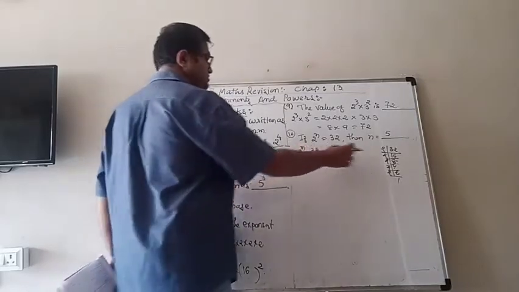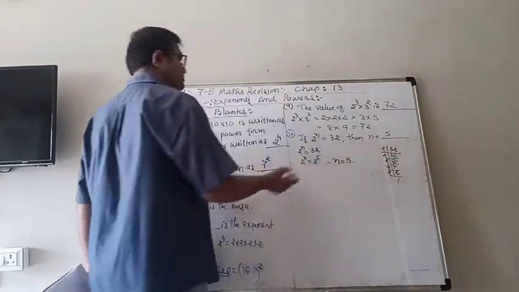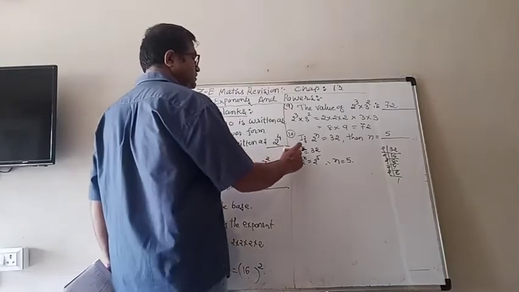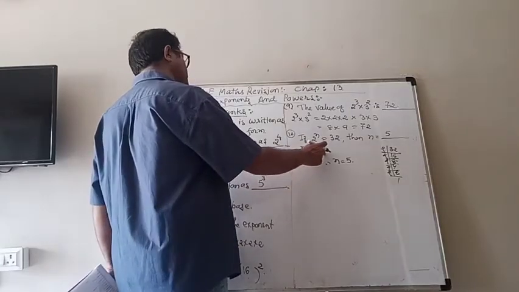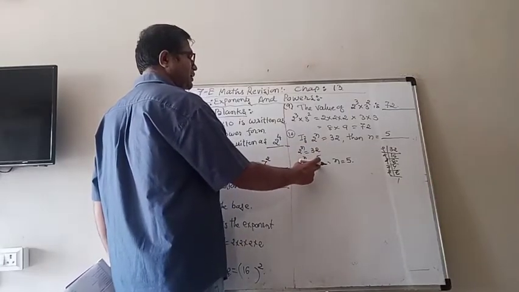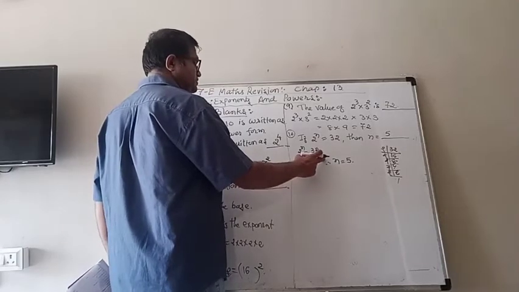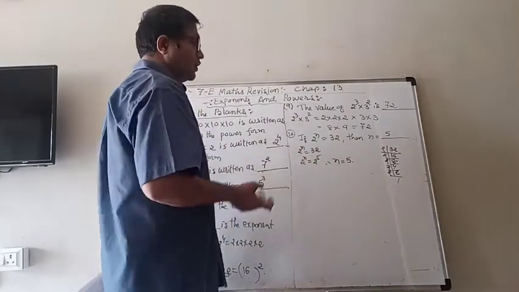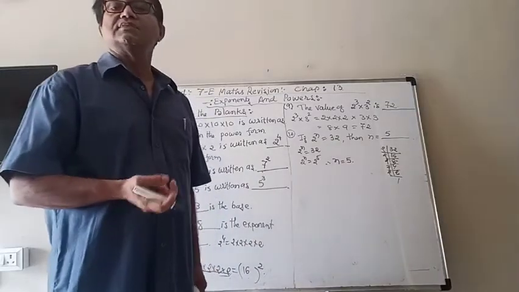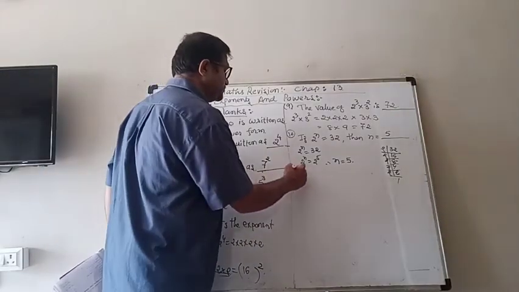So if you don't understand, just do that one in your rough page and then you will see that 2 raised to n is 2 raised to 5. So now bases are equal and both the answers are equal. It means that the exponents are also equal. So that is the answer.